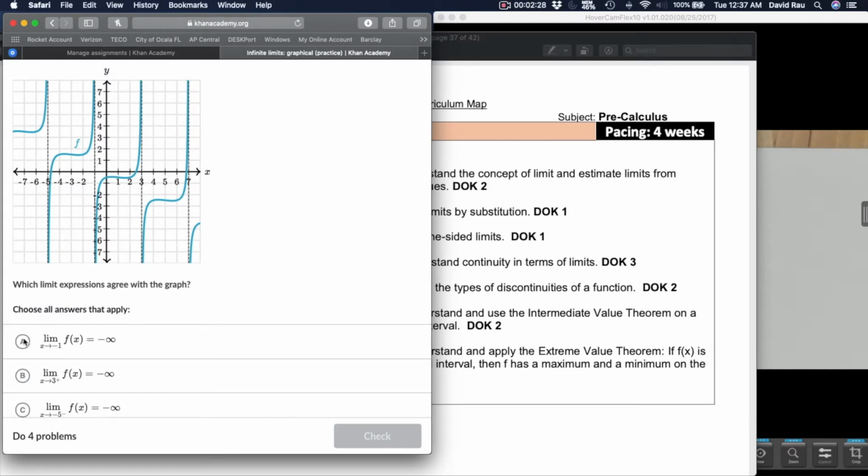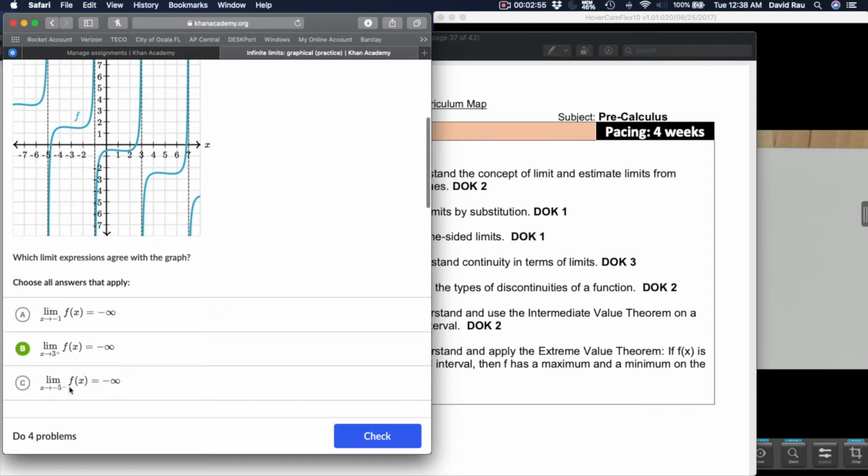The limit as I approach negative 1. Now that means the left and right have to both be going to negative infinity, have to both be going down. As I approach negative 1 from the left, I'm going up. As I approach from the right, I'm going down. So they are both not going down, so don't click A. Okay, what about 3 from the right? Is that going down forever? 3 from the right-hand side, yes, is going down forever.